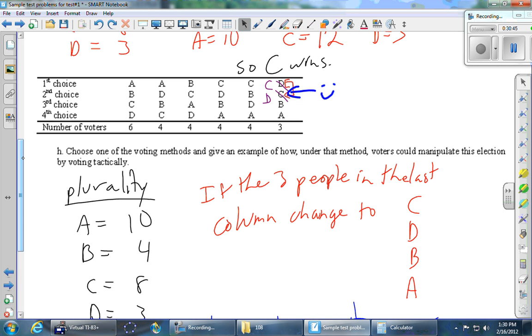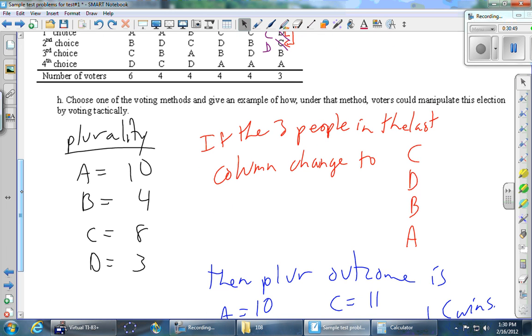So again, I'm looking for you to do very specific things on a question like this. Pick a voting method. Pick a particular column of people. Tell me very specifically how that column of people could change their vote, and then show me what the improved outcome would be.